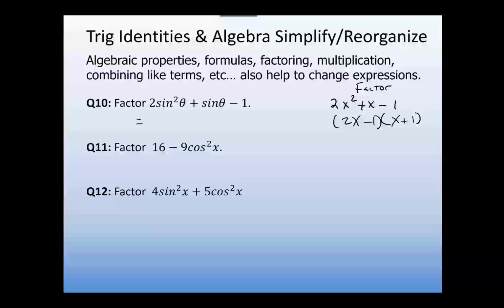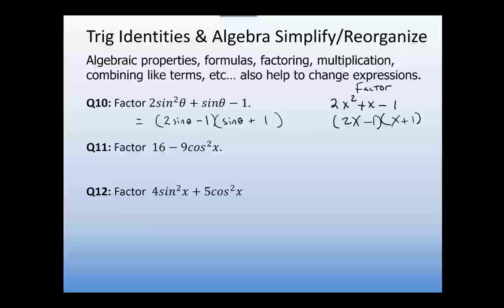Notice this is a quadratic. I'm going to use the reverse FOIL. But instead of 2x times x, I need to get 2 sine squared of theta. So I'm going to do 2 sine theta times sine theta. Now see how that first pair of factors multiply. 2 sine times sine is 2 sine squared. And then 1, I have to get the factors for 1. Well, those are easy. It's 1 times 1. And then I just have to play around with the signs just like we normally would.